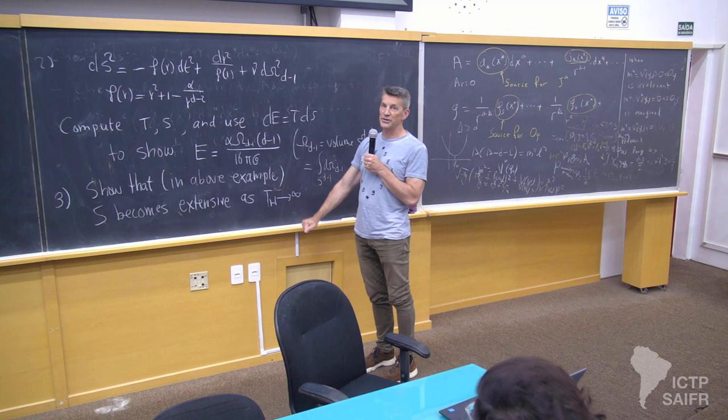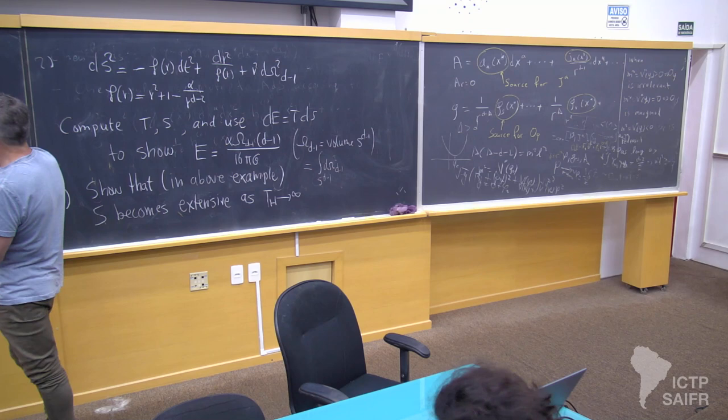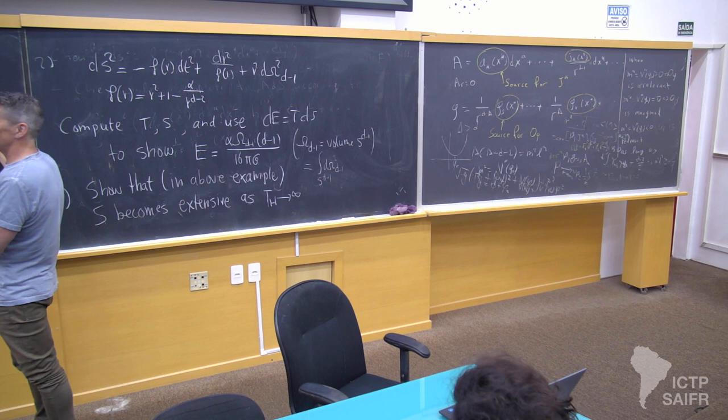Because by this argument, you can see that increasing the temperature is kind of the same as increasing R. So if you want to go to the Poincaré case, you just have to crank it up to very high temperature.